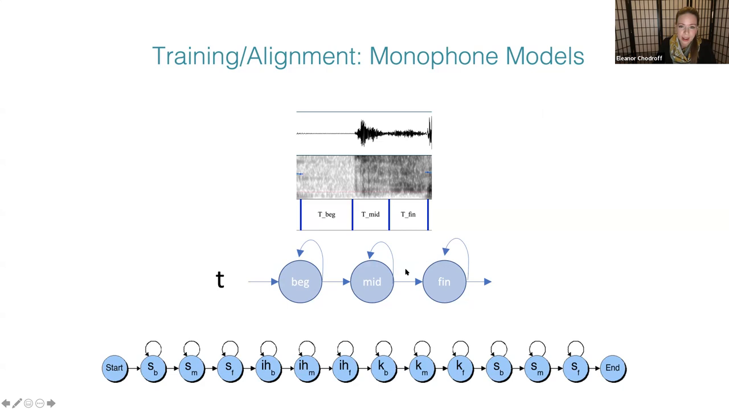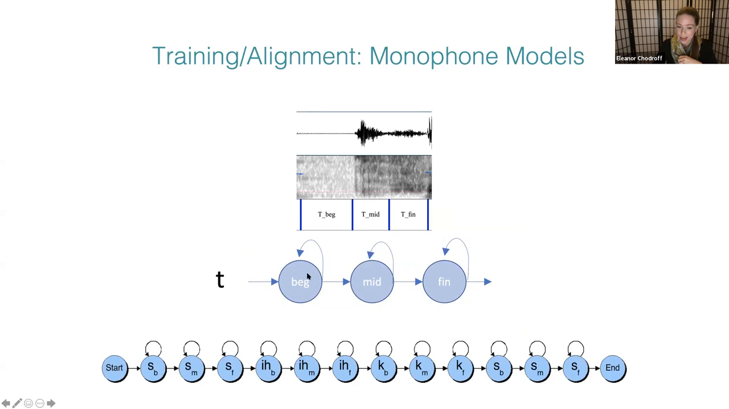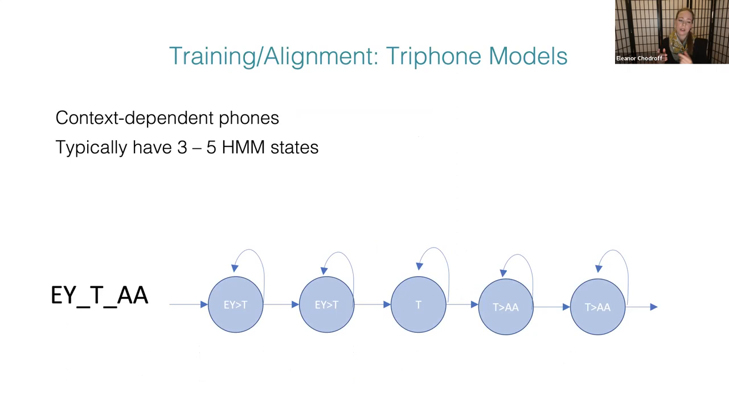The cool thing about the Montreal Forced Aligner is it actually does a bit more processing of the model. It takes the monophone models, retrains them and learns triphone models. And triphone models are context dependent phones. Each of these circles is an HMM state, so a state in that hidden Markov model. The monophone model, confusingly, does typically have three states. The triphone model also has 3 to 5 HMM states. But what makes it a triphone is that now we're taking into consideration what preceded the T and what followed the T. So now we can get a better sense of things like co-articulation that might happen. And it's just a more refined representation of the language.